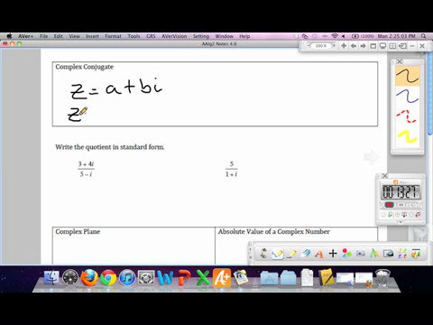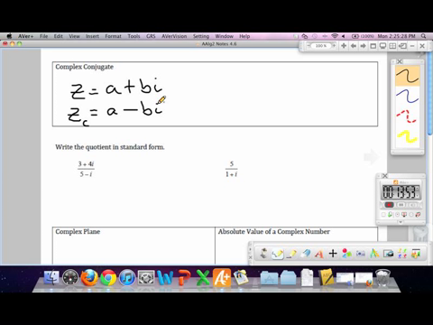Now I'm getting picky, but the complex conjugate of this number is a minus bi. Whatever the conjugate of z is, it's a minus bi. Just flip the sign. Whatever it started with, give it the opposite sign between. It's the same thing as we did when we found conjugates last week to rationalize the denominator. It's the same idea.